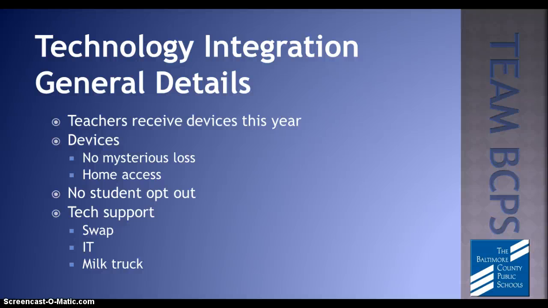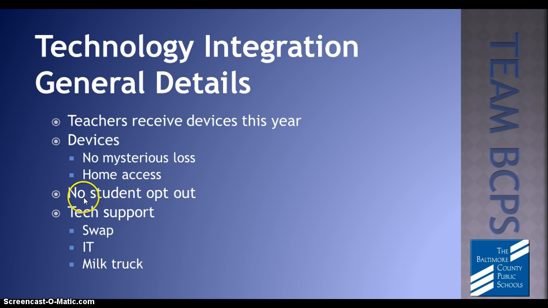Pending the funding, schools will also receive an additional 60 devices so teachers can start utilizing 21st century technology this year. One of the big things, I know some questions had been coming up: there is no mysterious loss. Students are not going to be able to say that they've lost their device. If students do lose their device, they will have to call the police department and file a police report. They're working with local internet providers to make sure that all students have internet access at home.